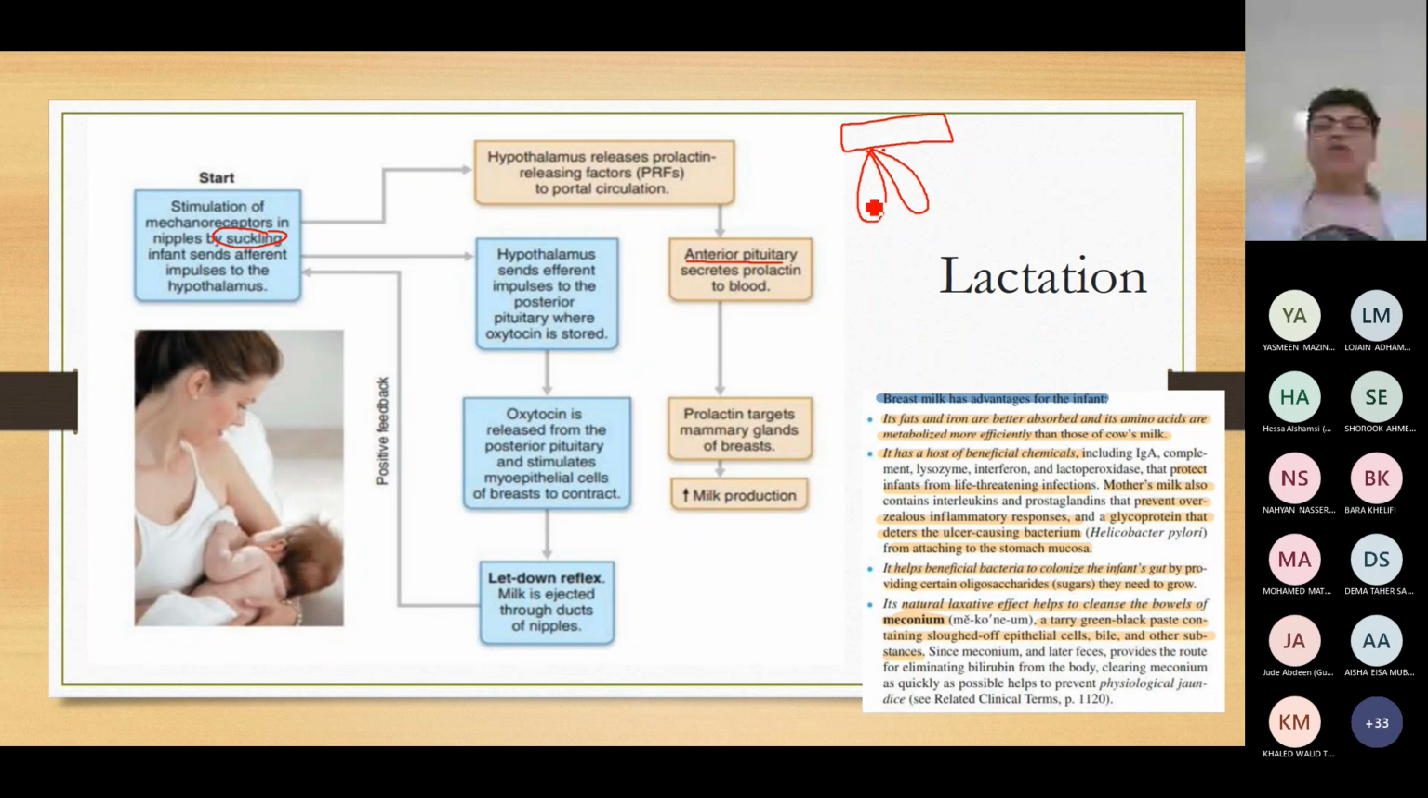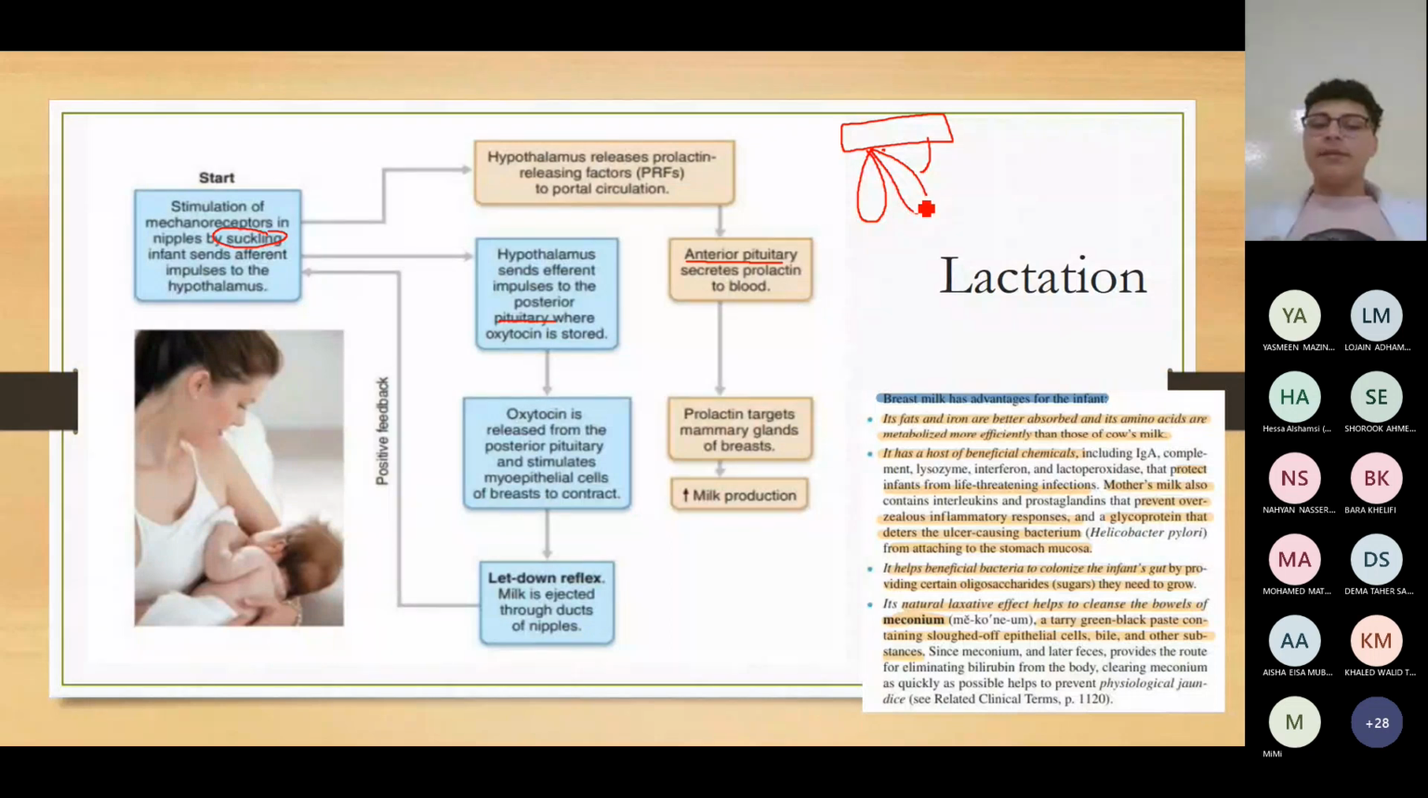Right or not? It is just produced in the breast, but it's not ejected. So what's going to happen for the ejection of the milk? We need another hormone. We call it oxytocin. Okay, now let's go back to the suckling. The suckling is also going to send a stimulus to the hypothalamus again, as I said, but now the stimulus is going to go to the posterior pituitary gland. From the posterior pituitary gland, there is a hormone that is stored in the posterior pituitary gland. We call it oxytocin.